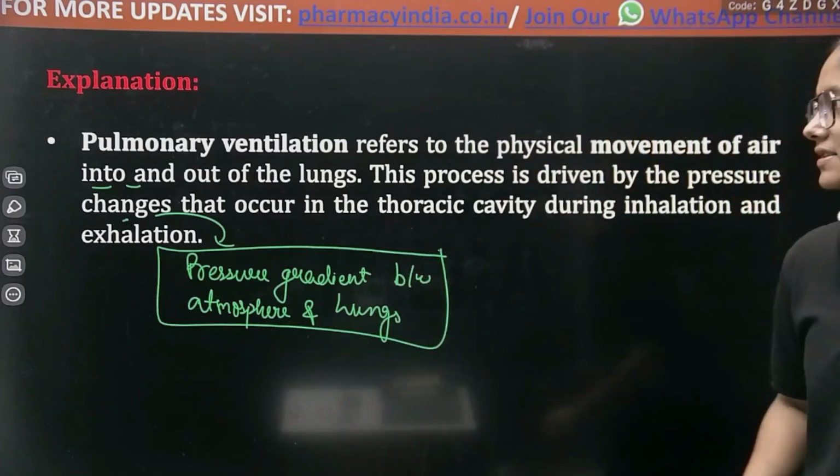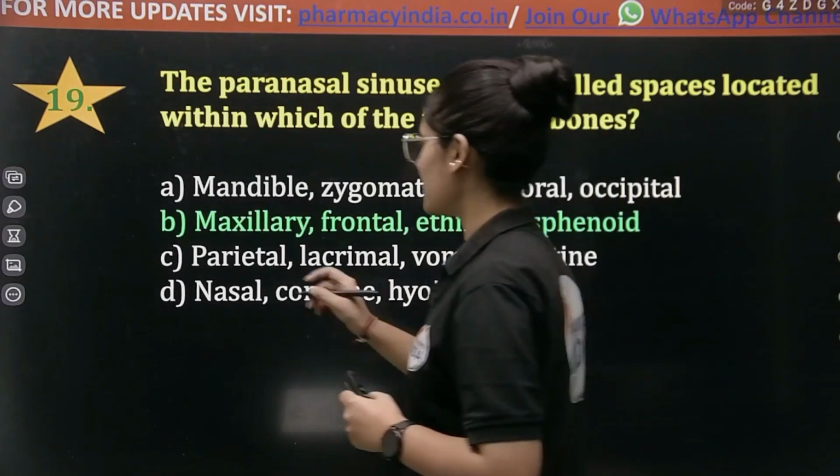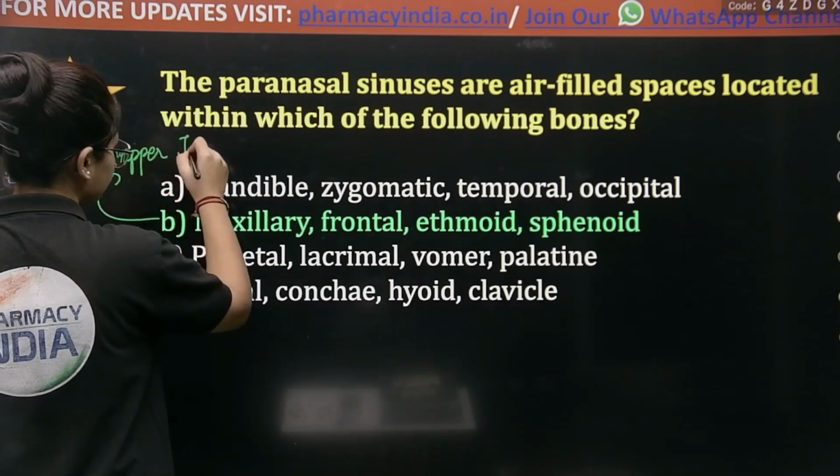Next, the paranasal sinuses are air-filled spaces located within which of the following bones: mandible, zygomatic, temporal, occipital, maxillary, frontal, ethmoid, sphenoid, parietal, lacrimal, vomer, palatine, nasal concha, hyoid or clavicle. Basically, paranasal sinuses are air-filled spaces which are located in your maxillary, meaning upper jaw bone.